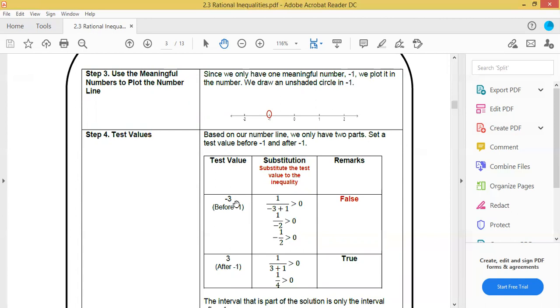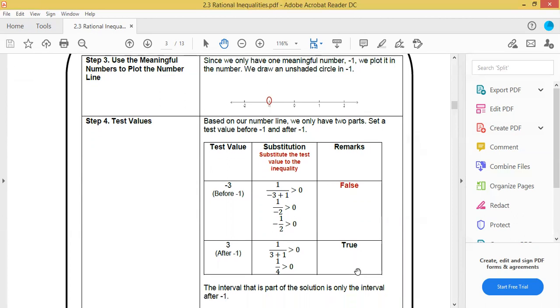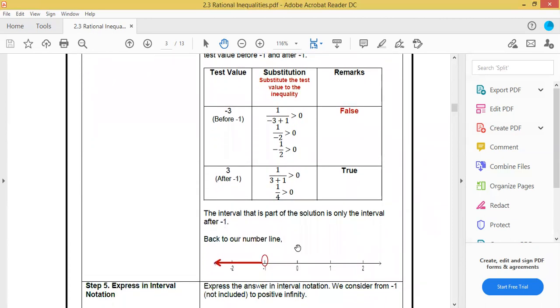If we substitute negative 3 into the original inequality, we'll have 1 over negative 3 plus 1. That is 1 divided by negative 2, that's negative 1/2 is greater than 0. But this inequality is wrong, or it's false. The next one is 3, for the part after negative 1. So we say 1 over 3 plus 1, that's 1/4, is greater than 0. And this is true. The interval with the true solution is the one after negative 1.